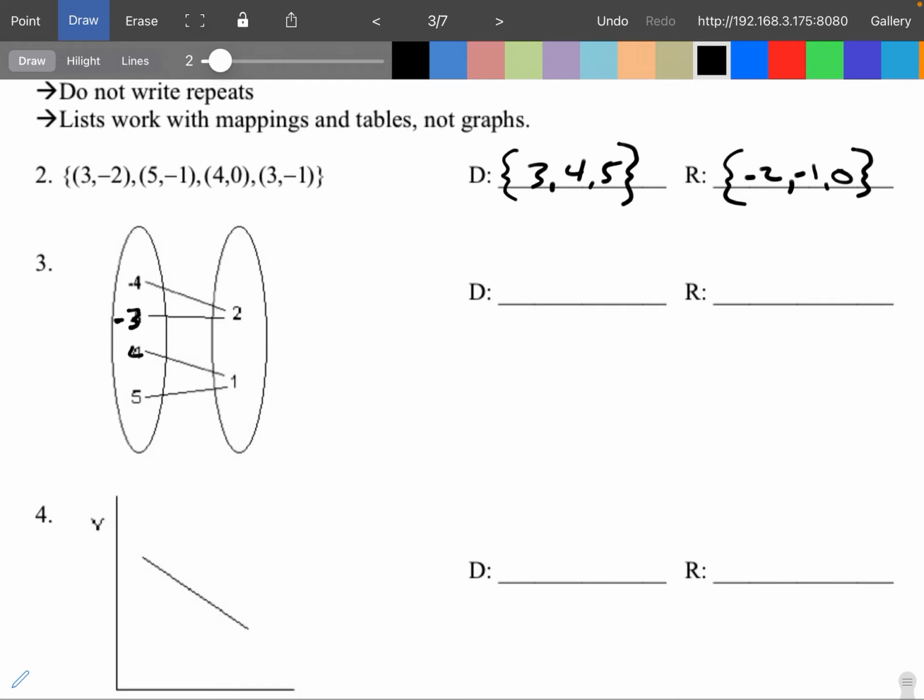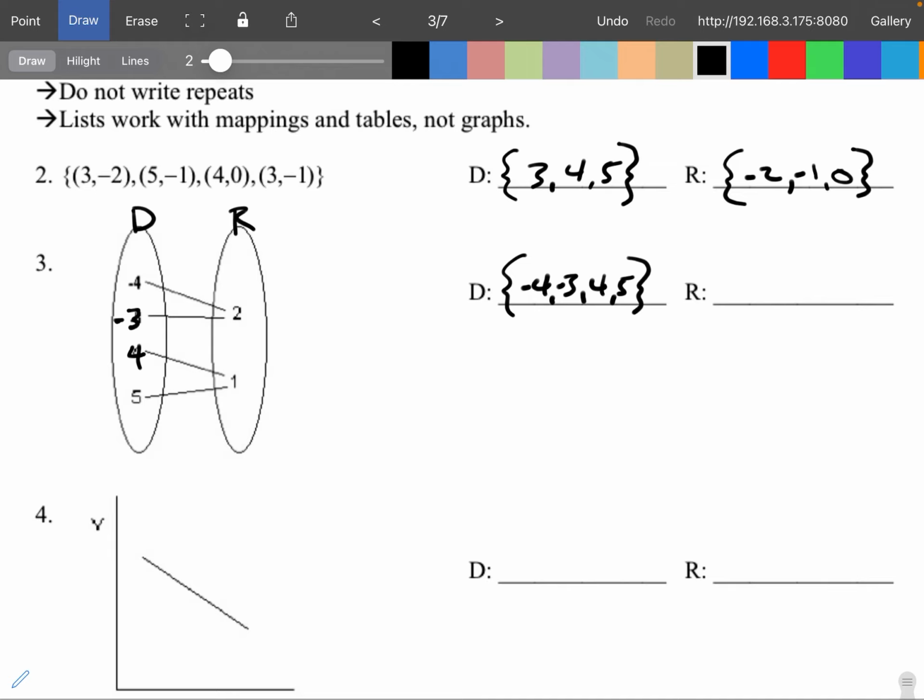All right, let's do the same thing for number 3. Now, it's kind of hard to read those numbers on that thing. I'm going to call this number right here, you can't really read it, I'm going to say that's a -3, okay? And if you can't read that one, that's a 4. So the domain again? Well, the domain is the set on the left and the range is the set on the right. So for the domain, we're just going to write down those x values.